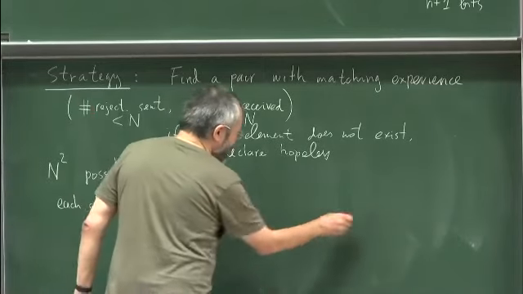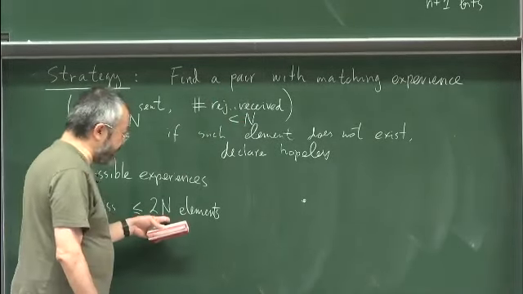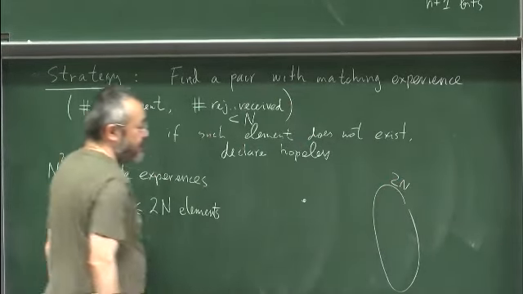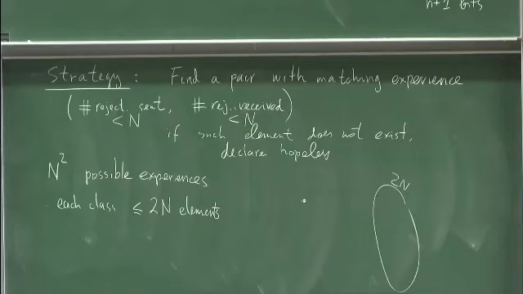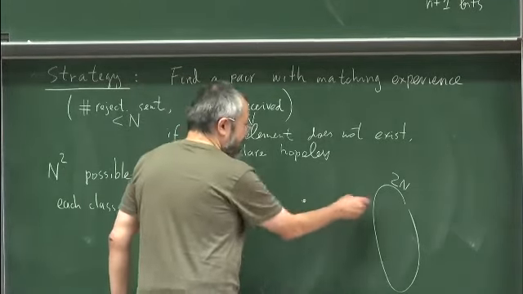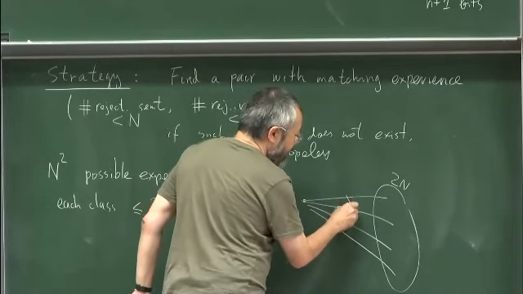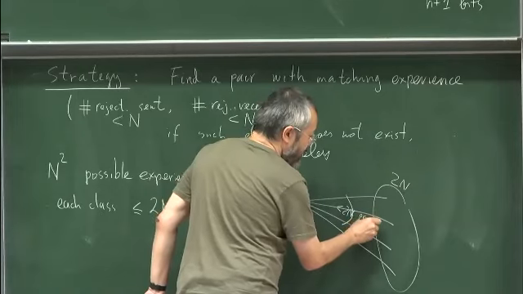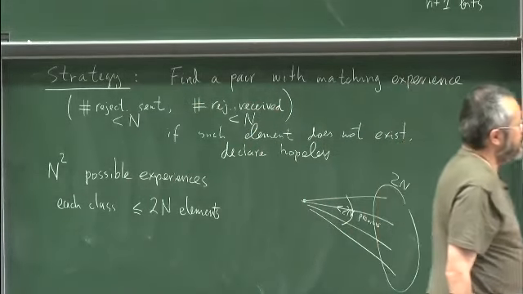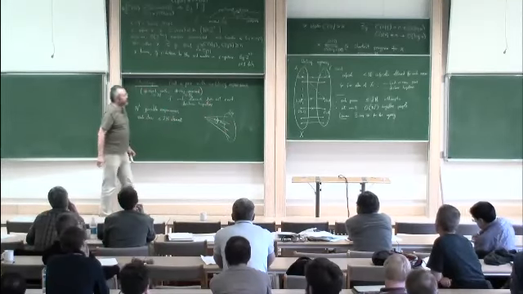Then if we have a new person appearing in this class, we already have 2n possible pairs with this person, and the pairs which are not allowed are the pairs which were already tried. And we can have less than 2n previous changes, because at each time one of the numbers increases.